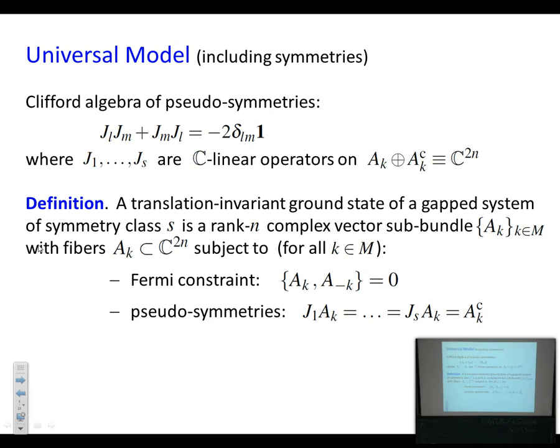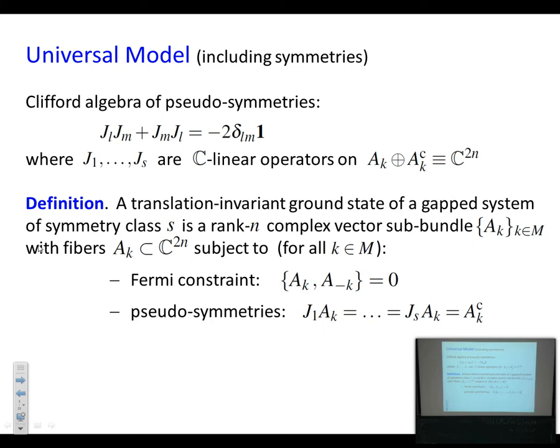What we are studying are fibers of half the dimension, so rank n sub-bundles. And these fibers are subject to conditions. We've seen the Fermi constraint. We have understood what's the physics of that. Now, in addition, there are pseudosymmetries. So applying any one of these generators of the Clifford algebra of pseudosymmetries to the vector space of annihilation operators, we should get the vector space of creation operators. That's why these are called pseudosymmetries.